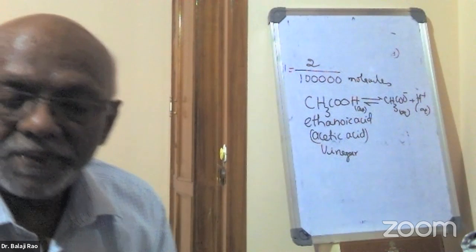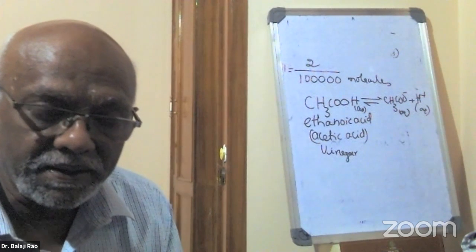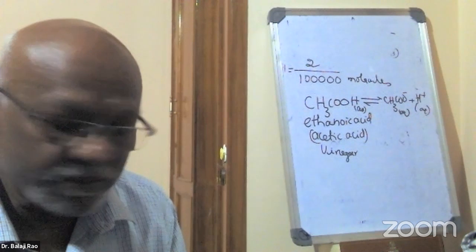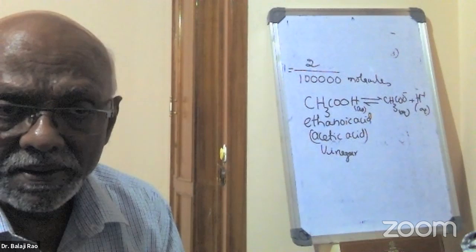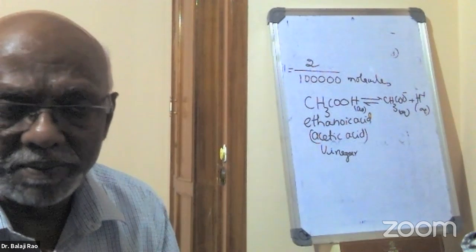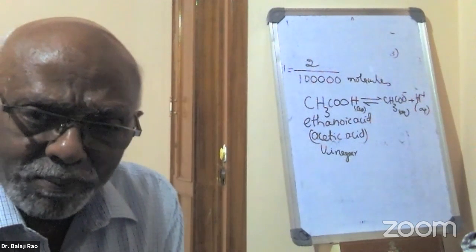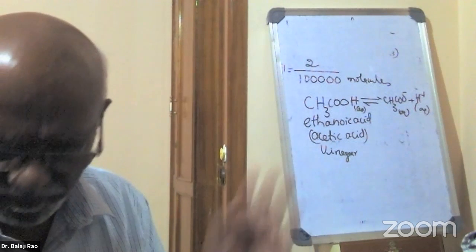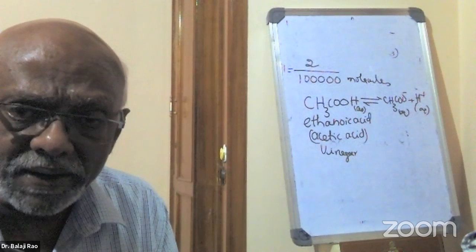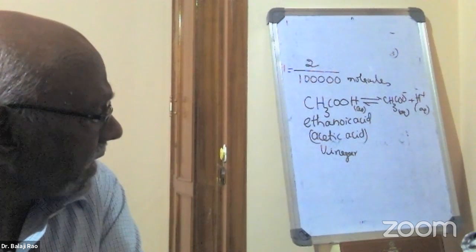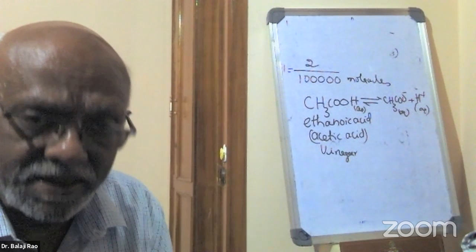Get the difference? See, if I take 1 lakh molecules of HCl, dissolve it in 1 liter of water, I get 1 lakh hydrogen ions. And of course, chloride ions are not important for me because for pH, I need only H plus ions. Whereas if I take 1 lakh molecules of acetic acid, I get only 2 molecules to ionize into 2 hydrogen ions and 2 acetate ions. The rest of them remain undissociated.